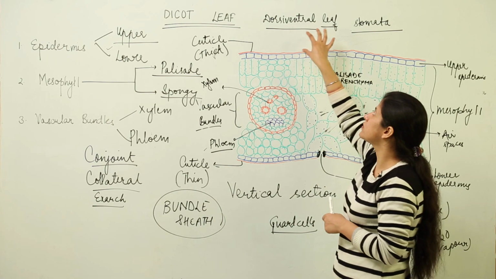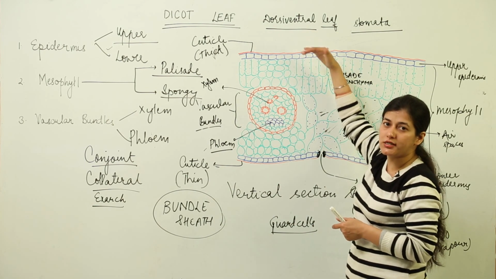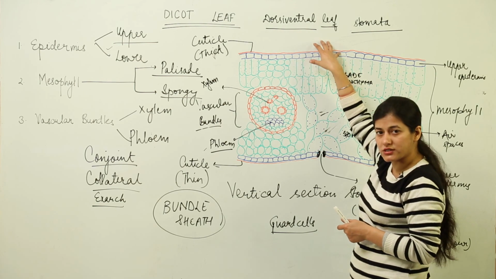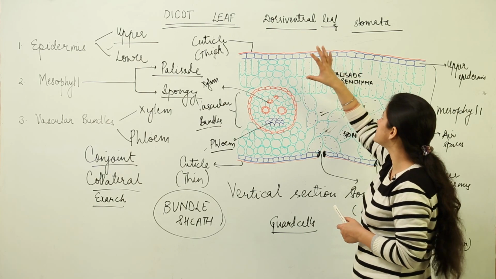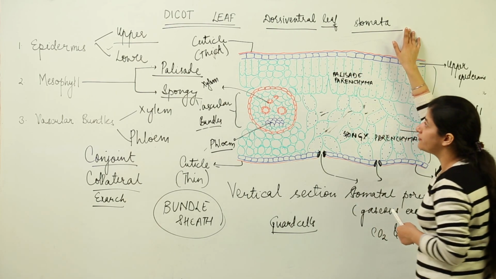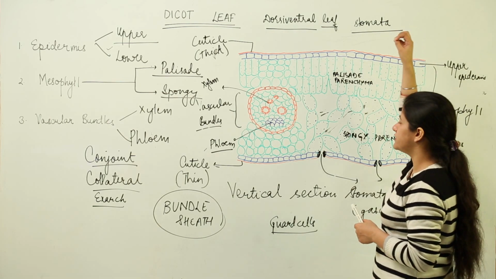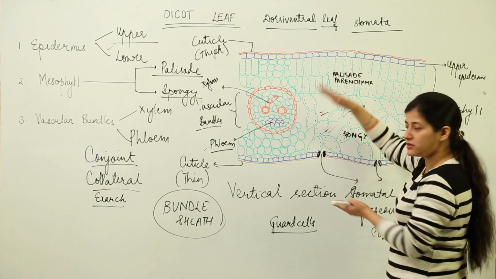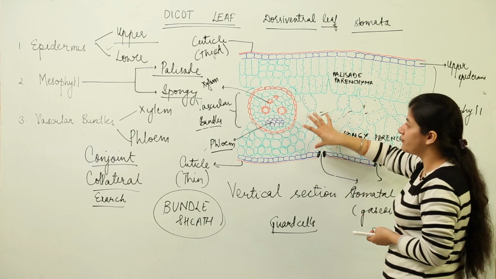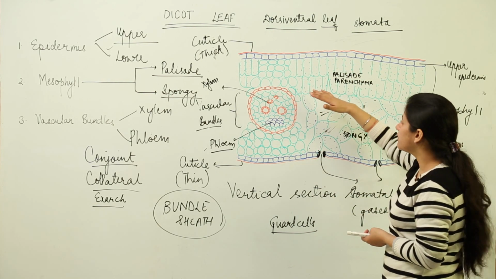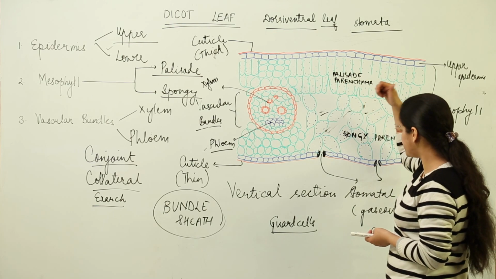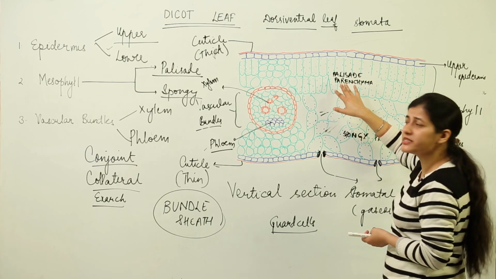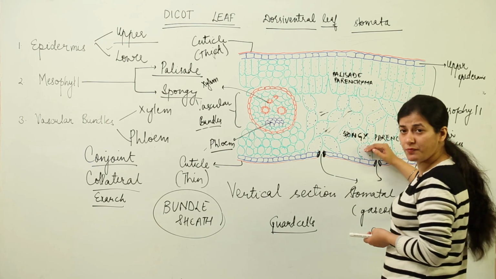First of all, it is a dorsiventral leaf, with dorsal and ventral surface. The ventral surface has more stomata as compared to the upper surface. We are talking about a leaf of, say, sunflower. In the leaf, we would find three parts: epidermis, upper and lower. In between, we find the mesophyll, which is again divided into two easy distinctions. One is palisade parenchyma and the other is spongy parenchyma.